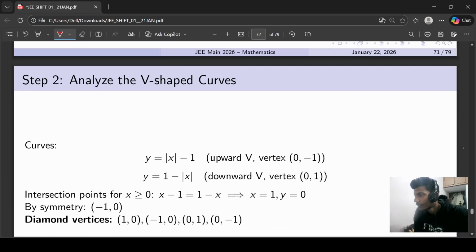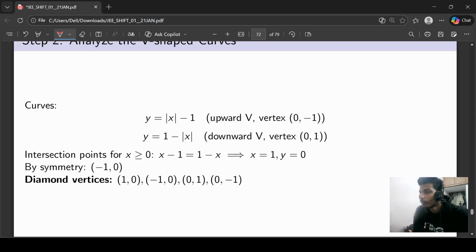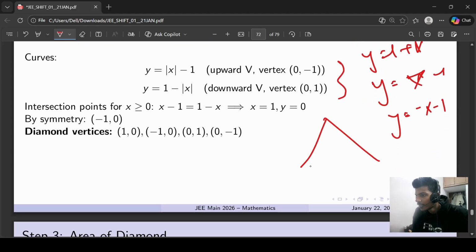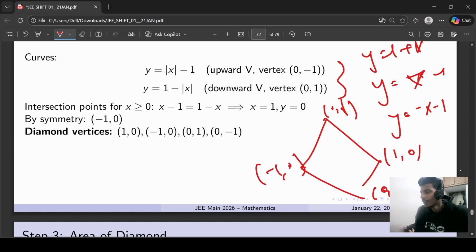Got it? Okay, so from both these equations I will get y is equal to 1 minus x, y is equal to 1 plus x, y is equal to x minus 1, y is equal to minus x minus 1, right? So it will make a diamond shape like this. Its points are 0, 1, 0, minus 1, minus 1, 0 and 1, 0. It will be like that.